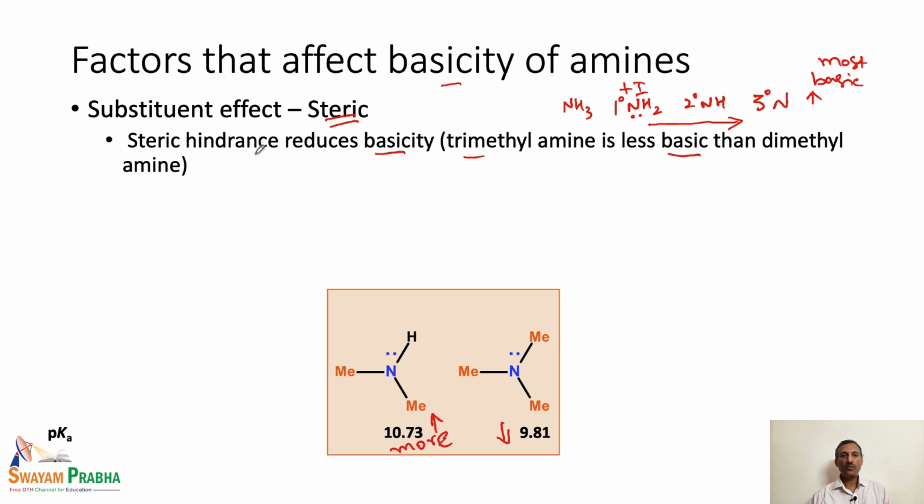Whenever there is steric hindrance, this reduces basicity. So, what is the relationship between the steric hindrance and the basicity? Let us look at the molecular structure of this compound and we will understand.